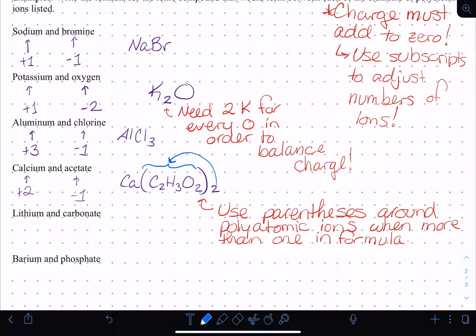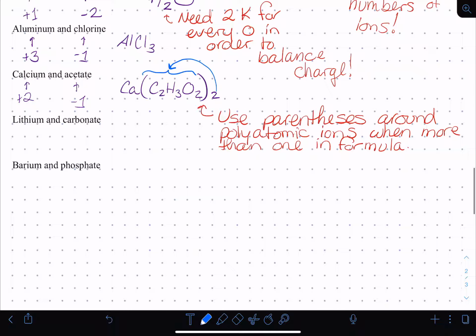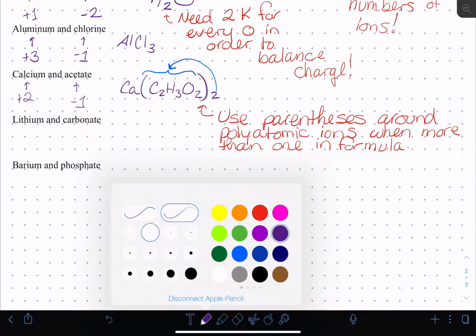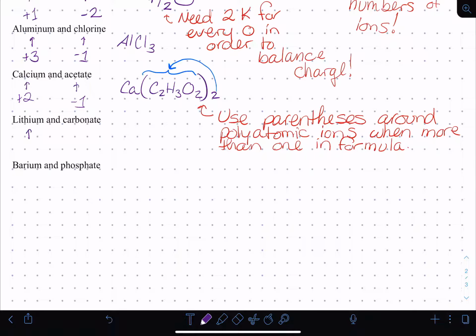So next up was lithium carbonate. Lithium is in the first column, so it generally has a +1 charge. Carbonate is one of the polyatomics, and is -2. So we have 2 negatives, 1 positive, which means we're going to need twice as many lithium as carbonates. The formula for carbonate is CO3.